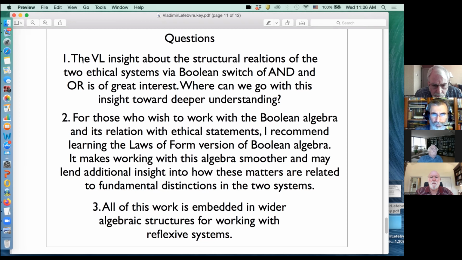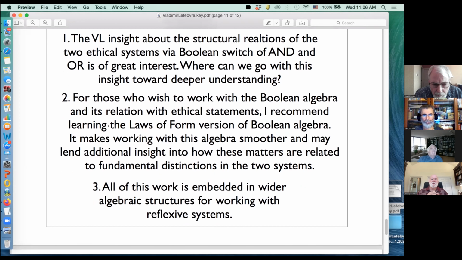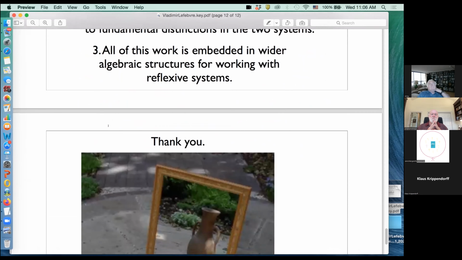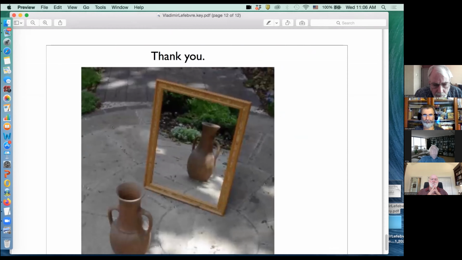For those who wish to work with the Boolean algebra and its relation with the ethical statements, I do recommend learning the Laws of Form version of the Boolean algebra. It just makes it very smooth to work with the Boolean algebra and move around in it, so that it makes it easier to read him or to work with it. And all of this work, it should be mentioned, is embedded in wider algebraic structures for working with reflexive systems, some of which are Lefebvre's own inventions. So that's my summary, and I thank you.